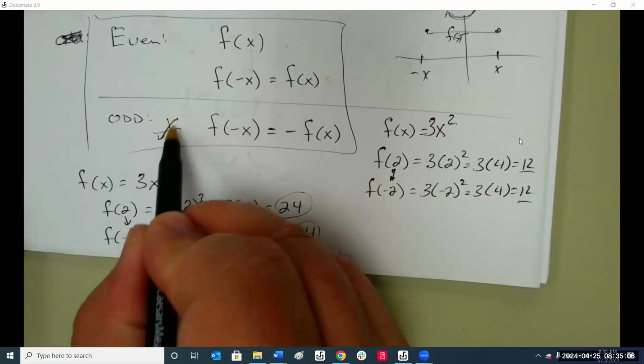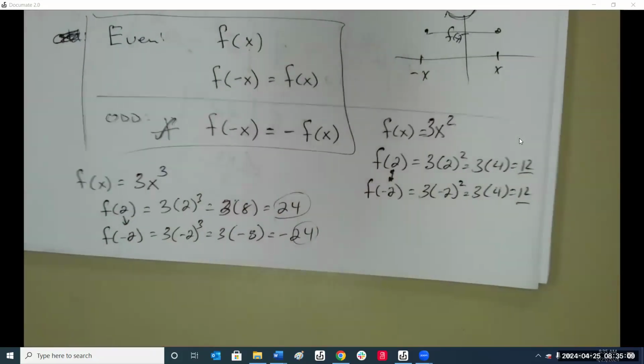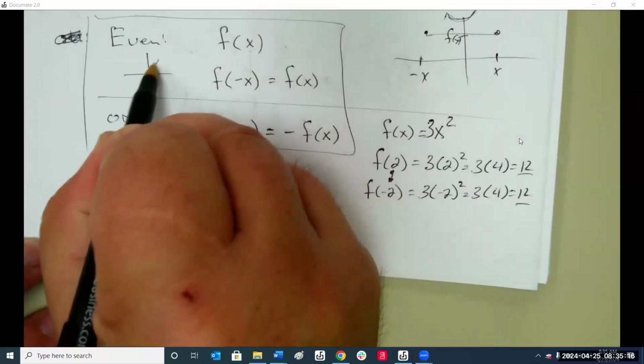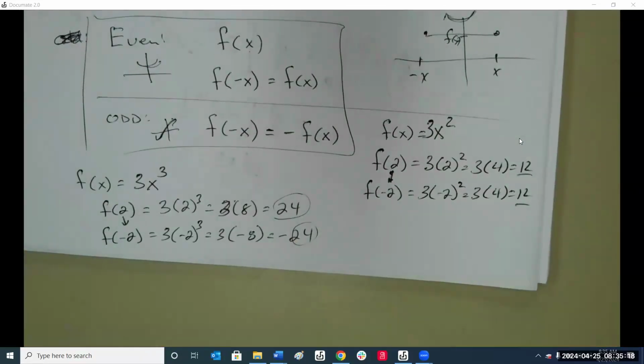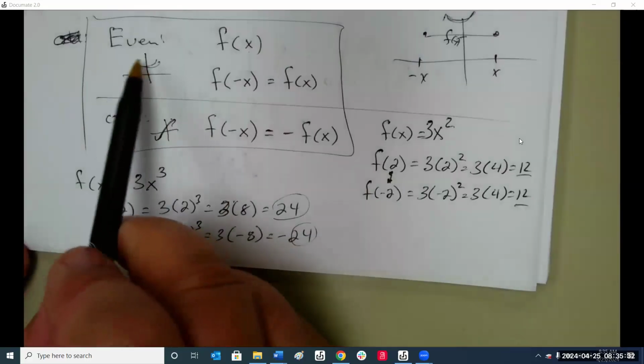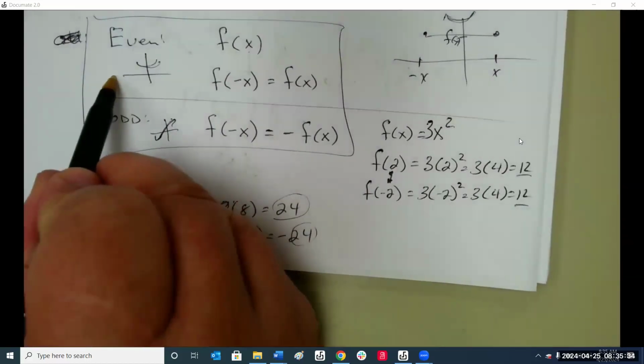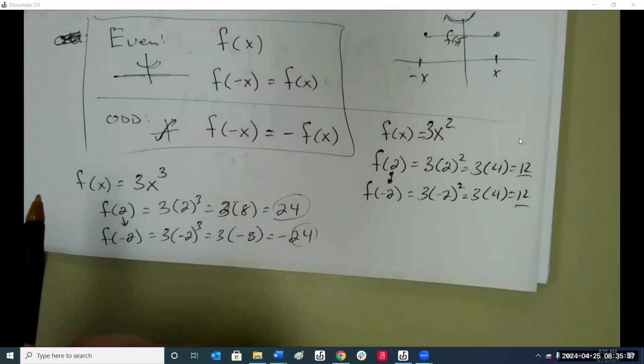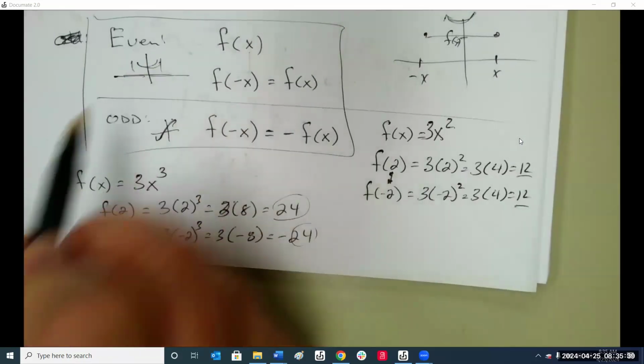So odd functions are reflective about the origin. And even functions are reflective about the y-axis. Why does that matter? Because remember, for even functions, no matter what side of the vertical axis you're at, it'll always give you the same sign.